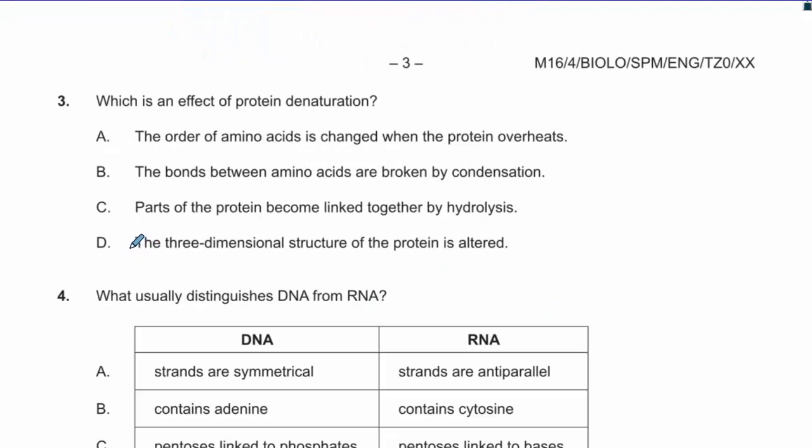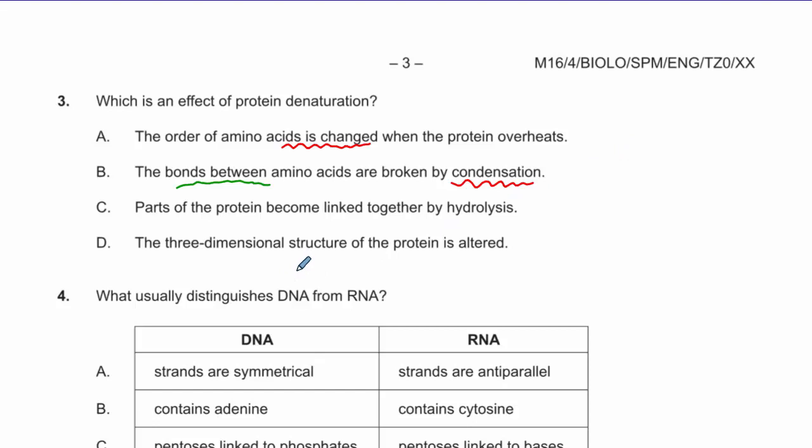Number 3, which is an effect of protein denaturation? So A is the order of amino acids is changed. No, amino acids are bound by peptide bonds and they don't easily change position or order. B, the bonds between amino acids are broken by condensation. So this alternative starts promising because there are indeed bonds in proteins between different parts of the chain. For example, a sulfide bridge, but they are not broken by condensation. Condensation is the process where you form bonds.